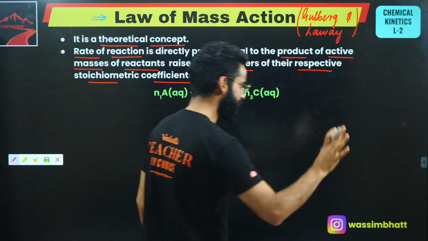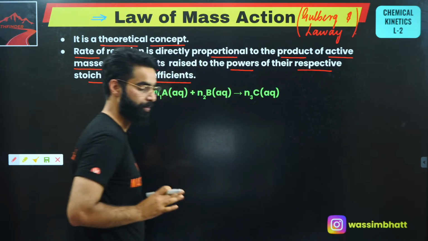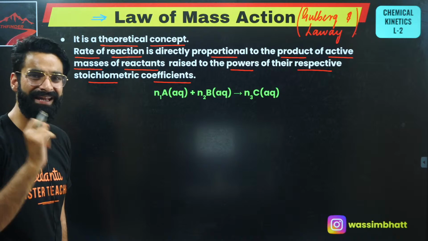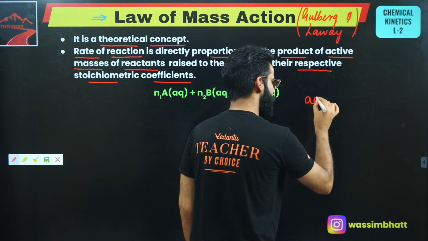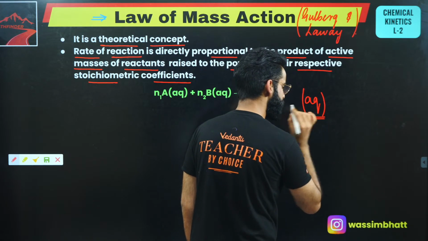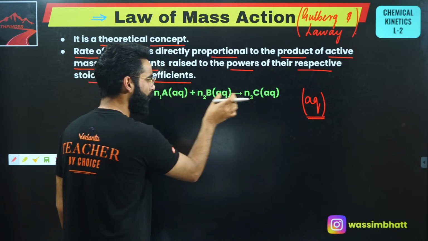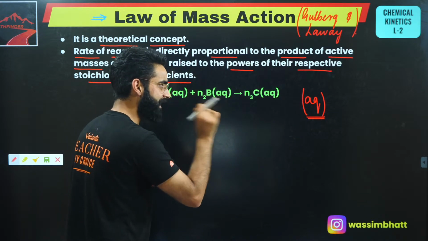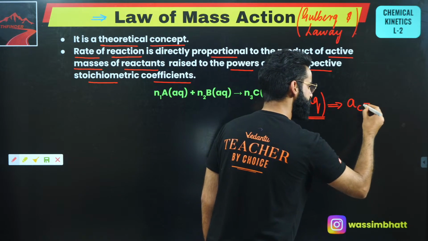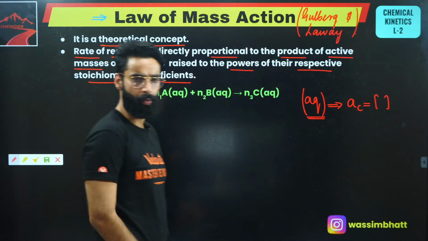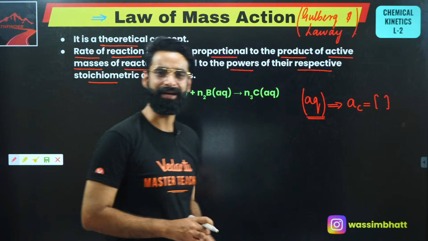See guys, first thing which I would like to share with you: remember, whenever you'll be given a balanced chemical equation, any reactant or product that is going to be in aqueous form, that means you'll be given (aq) written in the brackets, like over here in this reaction. First thing, any reactant or product which is going to be in aqueous form, we are going to take its active mass as its concentration, okay? Whenever I have any reactant or product in aqueous form, its active mass will be taken as its concentration.